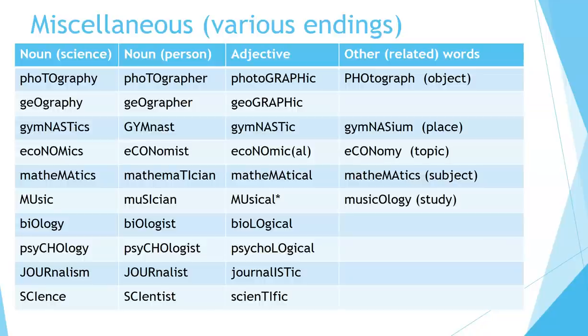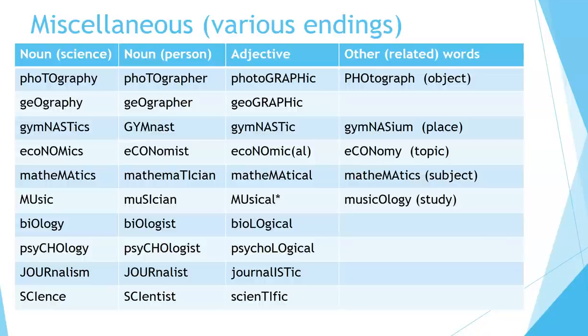Column 1, noun, science, activity, field, hobby. Photography, geography, gymnastics, economics, mathematics, music, biology, psychology, journalism, science. Column 2, the person, photographer, geographer, gymnast, economist, mathematician, musician, biologist, psychologist, journalist, scientist. Third column, adjective, photographic, geographic, gymnastic, economic or economical, mathematical, musical.